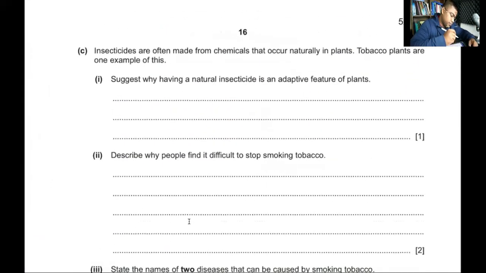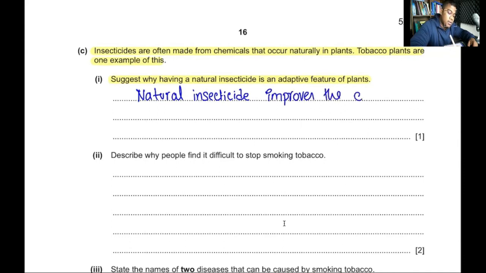Guys, let's move on to the next question. Insecticides are often made from chemicals that occur naturally in plants. Tobacco plants are one example of this. Suggest why having a natural insecticide is an adaptive feature of plants. Natural insecticide improves the chance of survival for the plant.